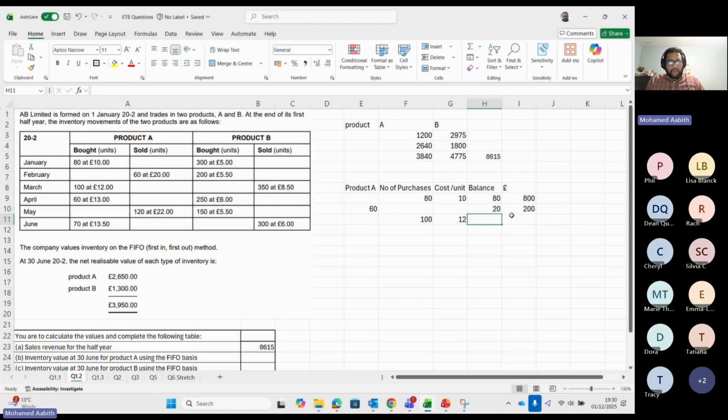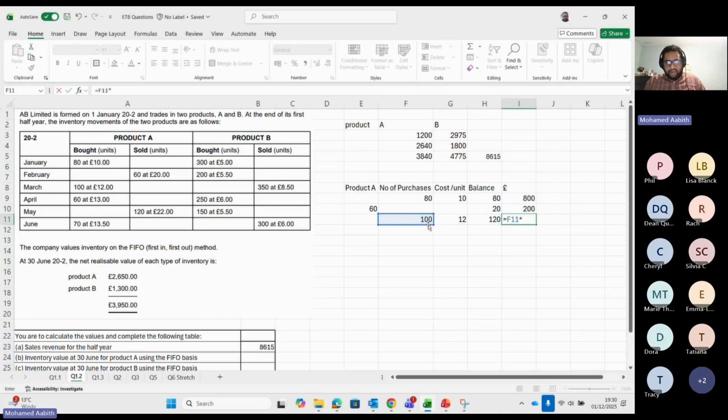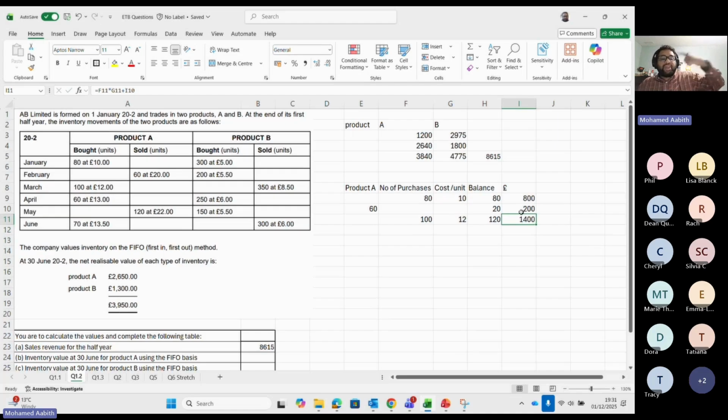So new balance is going to be equal to how many items? Equal to that plus that item, 120 items, but how much is the value? So the value is going to be this times that number and then plus the 200. So it is going to be 1,400. We have to remember, once we issue, means when he sold an item, you only left with the first item we have bought.